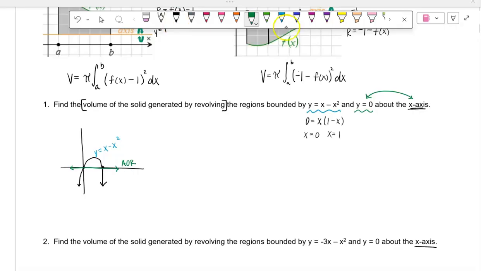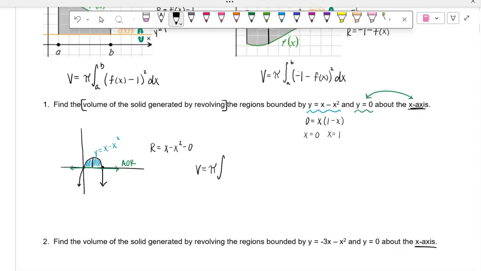So our goal is to take this region right here in between 0 and x minus x squared, and we are revolving it all around the x-axis. All right, so our radius, we can go and do top minus bottom for our radius. So we've got x minus x squared and then minus 0. So that's our radius.